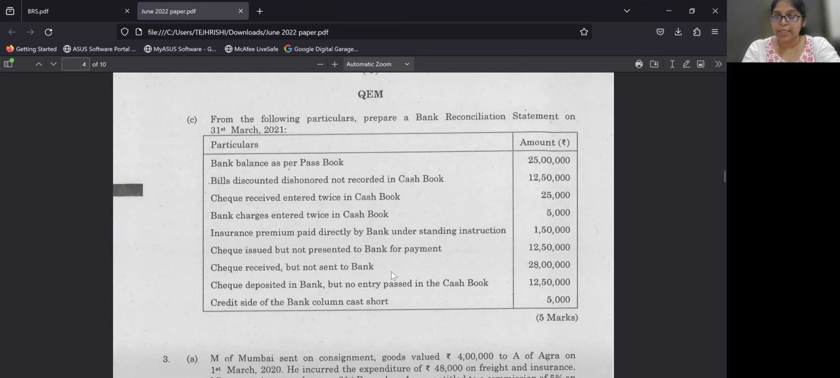Check received but not sent to bank. So we recorded it in the cash book as an added amount. However, we didn't deposit that in the bank, so there is no entry in the bank passbook. However, we received it and added it in the cash book. So we'll just add that. Okay. Check deposit, check receipt.